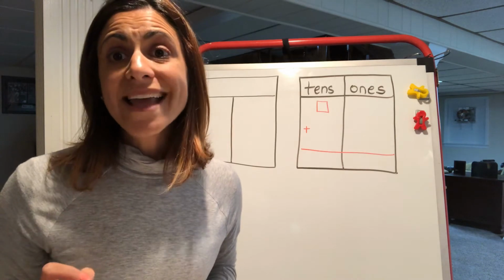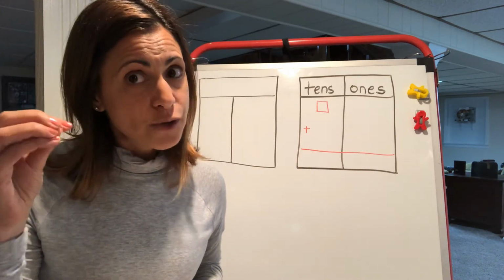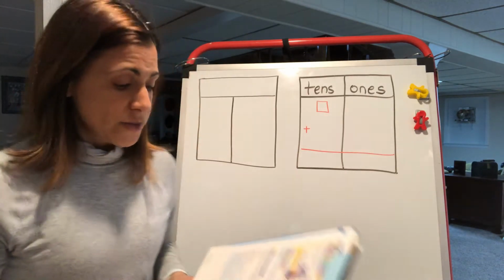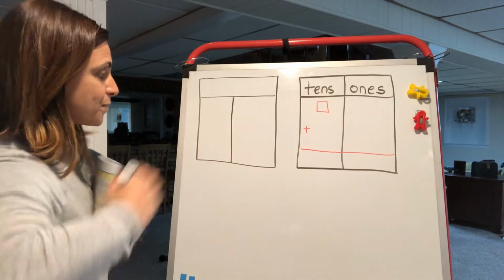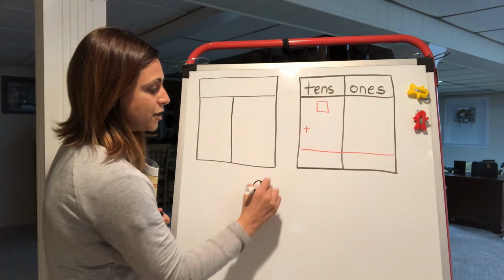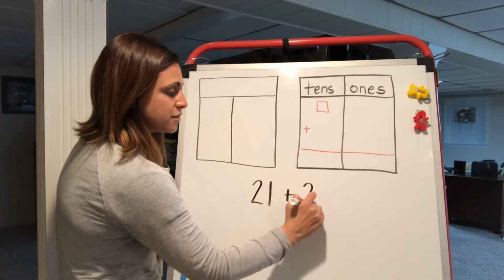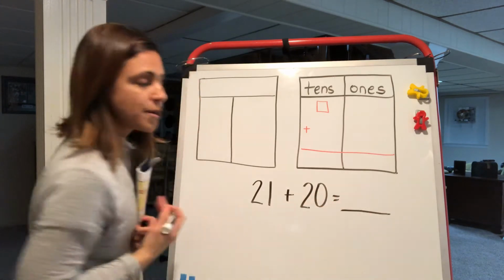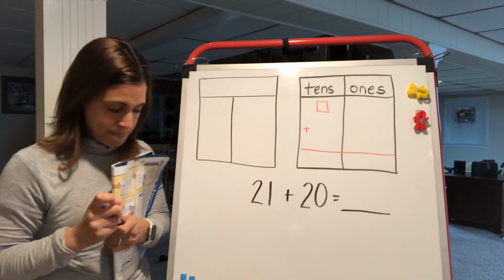The key words I hear in that question are how many in all. So that tells me I'm going to have to add those two parts together to find my answer, to find the whole. So let's write down the problem first, the way we did earlier this week. Ellen had 21 stickers. Her brother gave her 20 stickers. How many does she have in all?